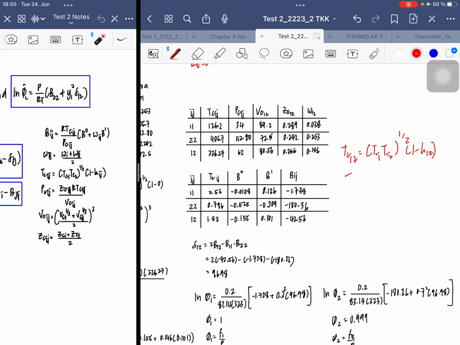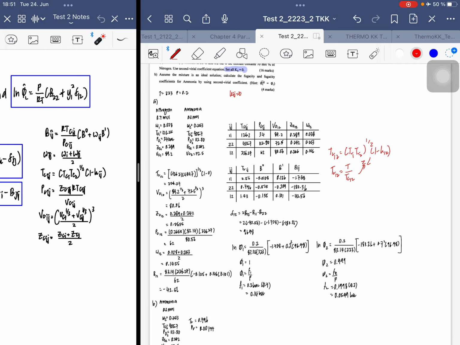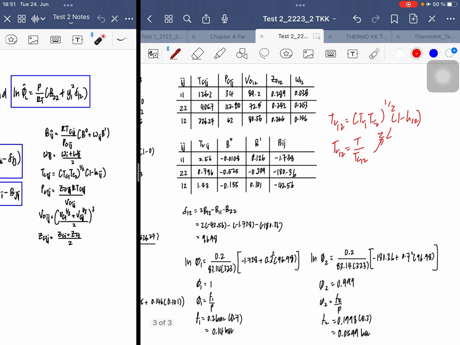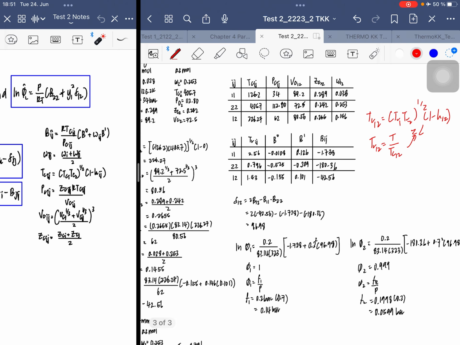Oh, you know what? Honestly, you can just do T over TC12. They both produce the same result. These two are equal. It's just that the final decimal places are a bit different, but it's up to you which equation you want to choose.